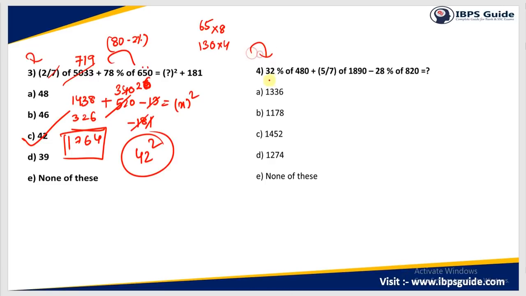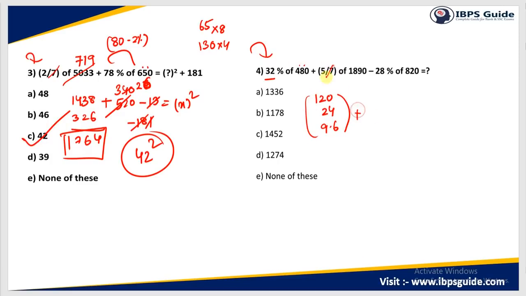Now the fourth question, this is 32% of 480. Okay, so 30% will be 48 multiplied by 3. So 40 multiplied by 3 is 120 plus 8 multiplied by 3 is 24. And again 2%. 1% is 4.8, so 2% will be 9.6. So this is my first answer that I will get.